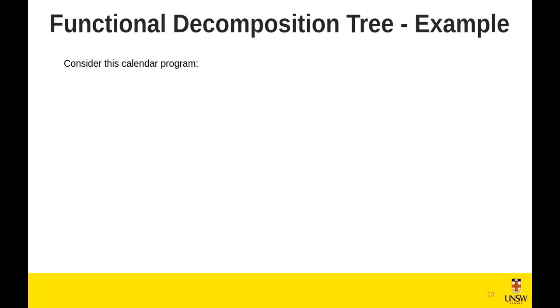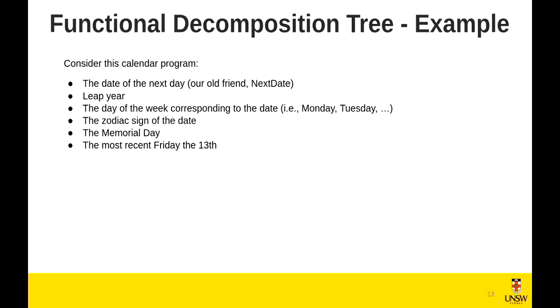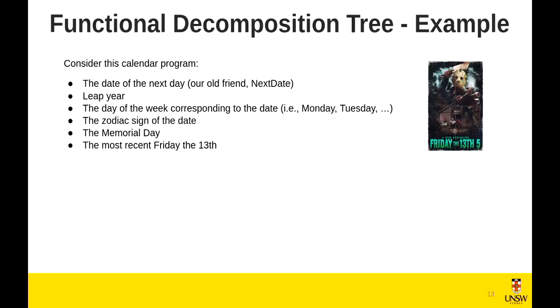Let's consider this calendar program. Here are some functional requirements for this calendar program. The first requirement is that we need to be able to get the date of the next day, and we have learned about this. We have used this next date example in many of our lectures before. The calendar must be able to identify leap years, and it should also be able to identify the day of the week corresponding to the date. We also want to identify the zodiac sign of the date, keep track of some memorial days, and report the most recent Friday the 13th. And talking about Friday the 13th, you may think about this, but we are not talking about this one here.